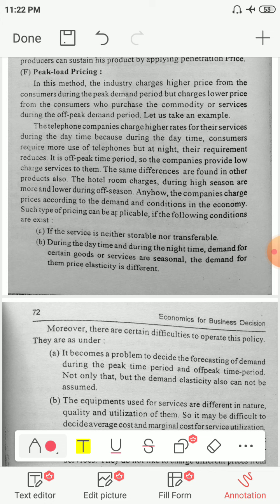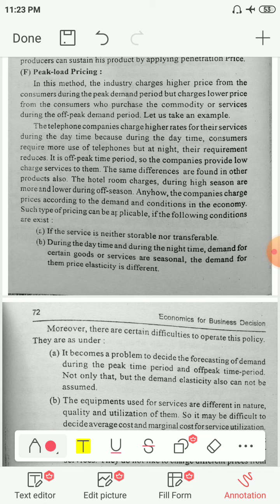Likewise, hotel rooms are demanded more at the time of festivals, and they are not at all demanded in the rainy season or at the time when no festivals are there. So many products face two seasons in their lifespan, that is a peak period and an off-peak period. In the peak period, the entrepreneur charges a high price, and in the off-peak period they charge a low price. You can take the example of hotel rooms.